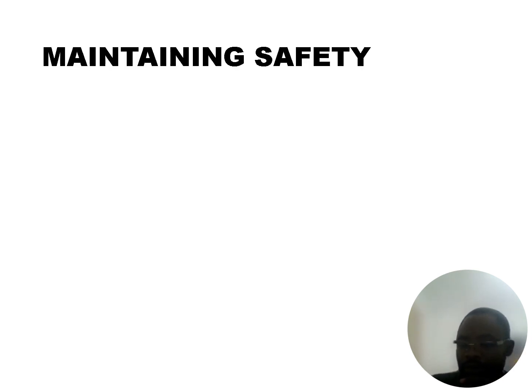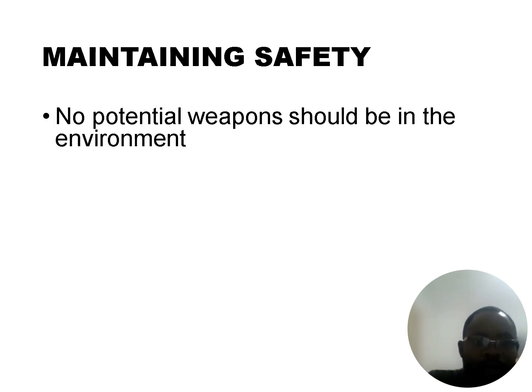All right, let's talk about maintaining safety. It's very important that we maintain safety for the client with mania. So these are some of the points that you can talk about, ladies and gentlemen. No potential weapons should be in the environment. Very true. The environment must be cleared of all items that can be used as a weapon against the patient himself or against others in the environment.